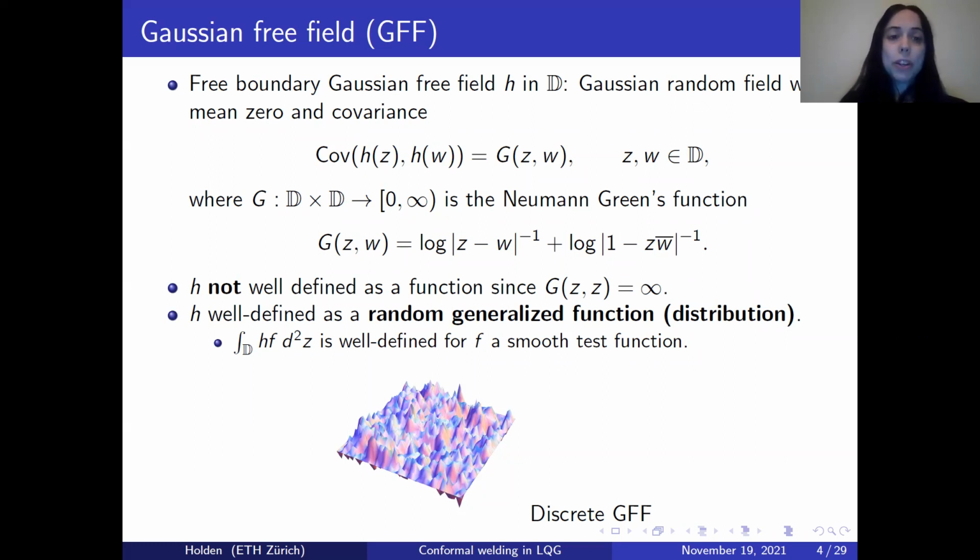But what can be argued is that the Gaussian free field is well defined as a random generalized function or a random distribution. This means that if f is some smooth test function, then the integral of f against h is well defined. This integral will be some random real number. It will have mean zero, and it will have a variance, which depends on this choice of a smooth test function f.